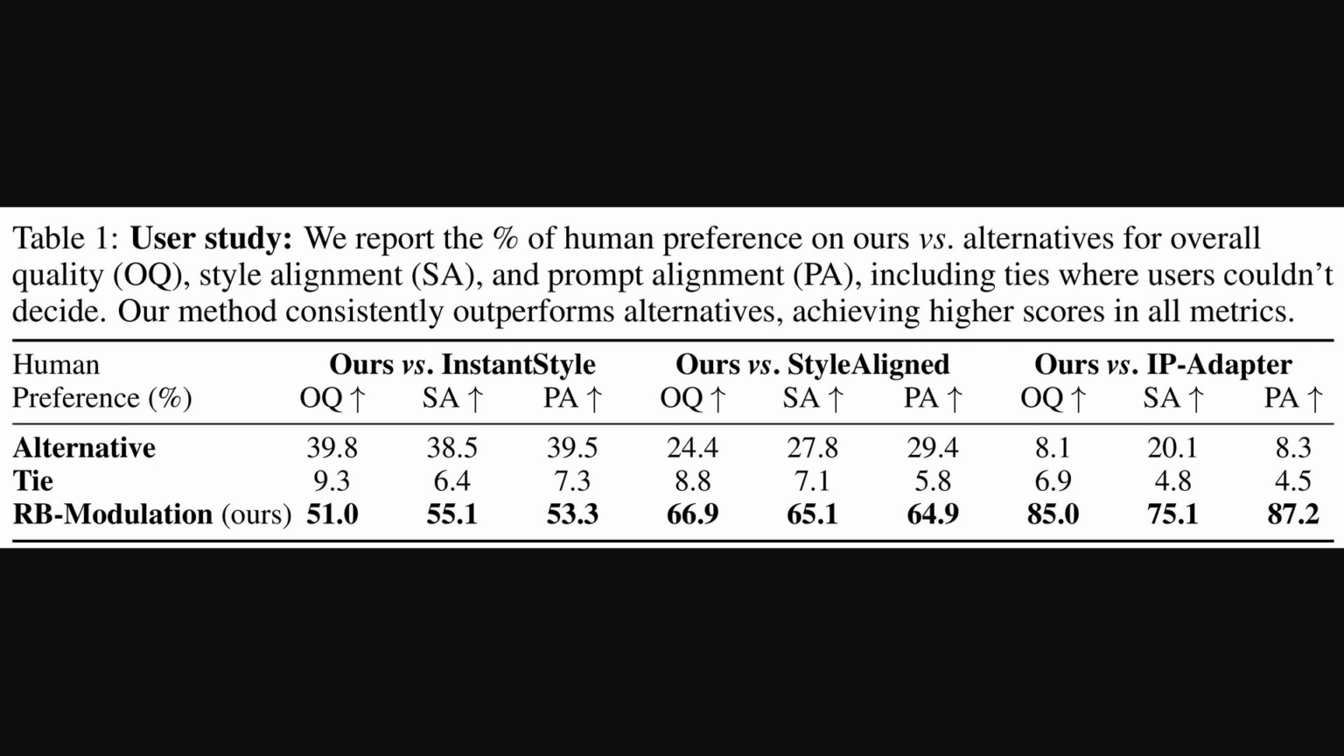Okay, so beyond those visual comparisons, this table then details the results from a user study. It shows the percentage of human preference for RB-Modulation versus alternatives like instant style and style aligned. The metrics are overall quality, style alignment, and prompt alignment. Well, the numbers clearly show that RB-Modulation was consistently preferred by users across all 3 metrics, often by quite a significant margin, reinforcing those qualitative findings we just saw.